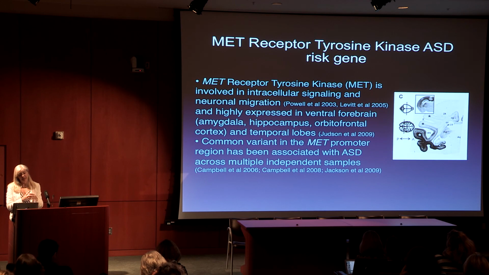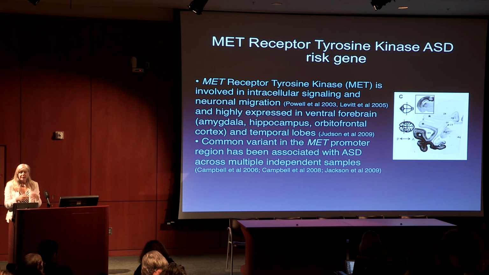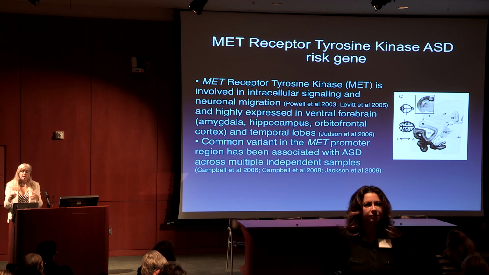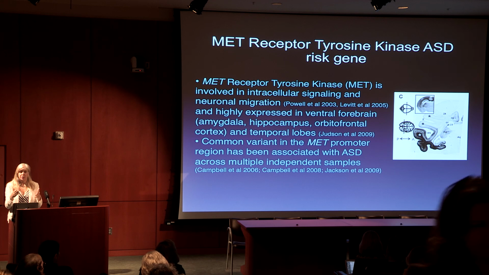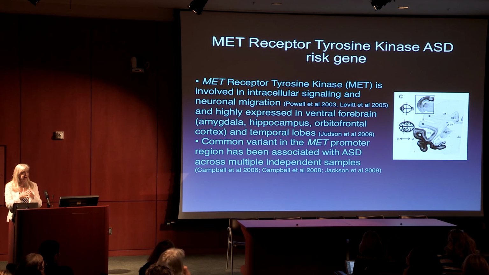But I'm going to talk about one gene that we know has a very specific effect, and that is the MET receptor tyrosine kinase gene. It's an ASD risk gene. I bring this one up. It is a gene that is involved in cell signaling and neural migration, so it's clearly important in finding connections and making connections in development.